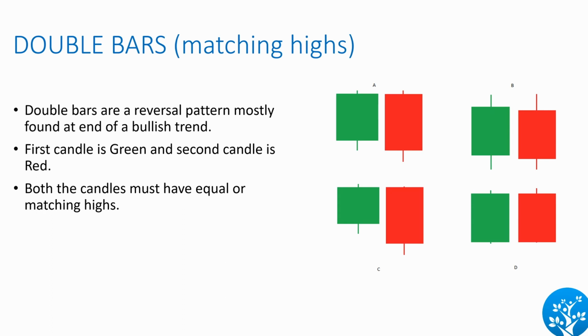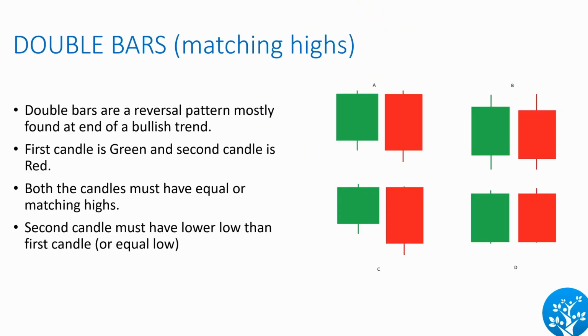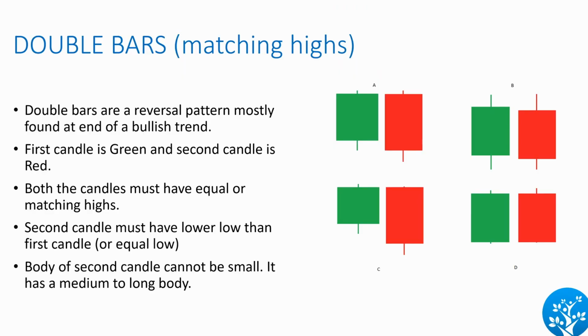Both the candles must have equal high or matching highs. Second candle must have a lower low than the first candle, or at least an equal low. That means the second candle has fully reversed the first candle, taken it down, and maybe it has made an even lower low as well. Body of the second candle, again in this case, cannot be small. It has to be a medium to long body. This is what we have for matching highs using a double bar pattern. This is a bearish reversal candlestick pattern.